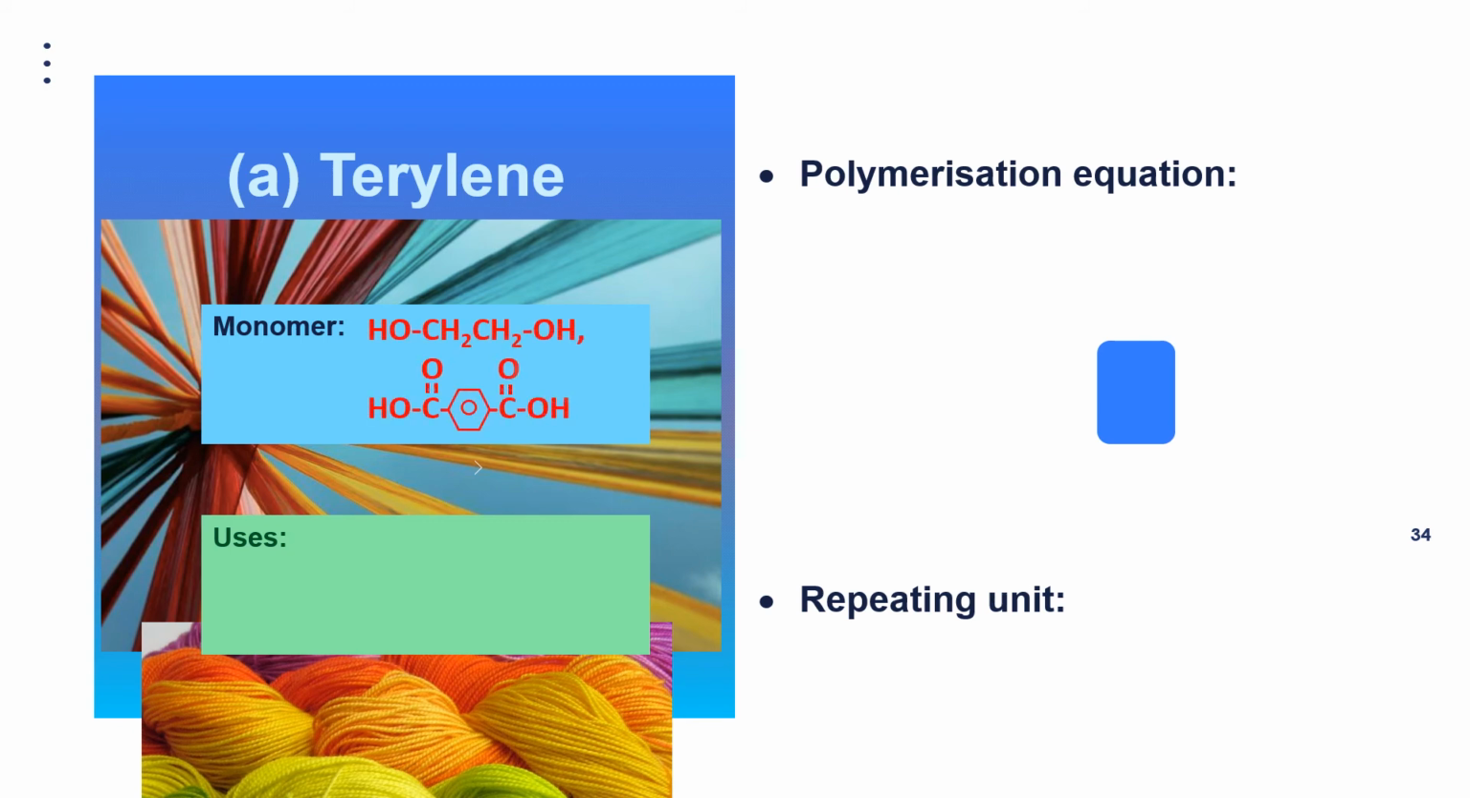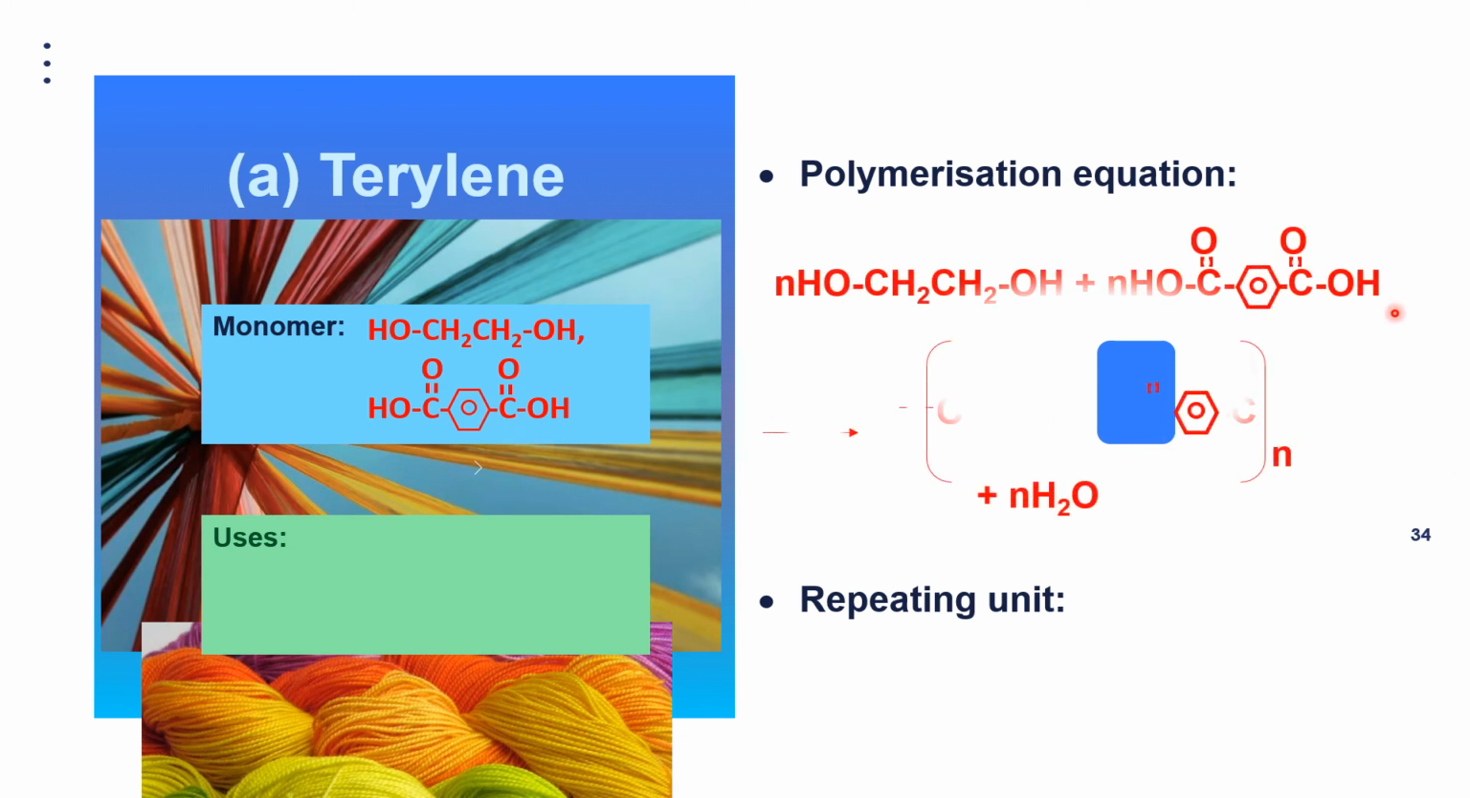The monomers we have are ethane-1,2-diol and benzene-1,4-dicarboxylic acid. In the polymerization equation, n mole of ethane-1,2-diol reacts with n mole of benzene-1,4-dicarboxylic acid and forms terylene. An ester is formed, and it's a condensation reaction. n mole of water is eliminated.